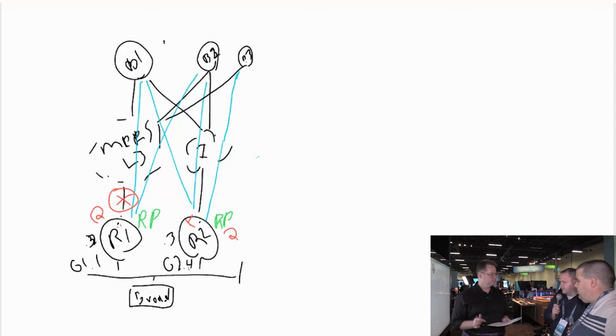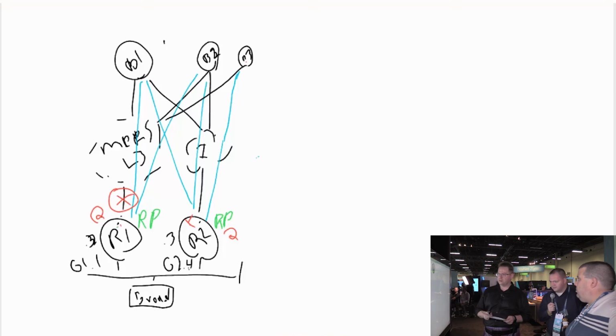In your mind, what would be the long-term solution or the proper solution moving forward? Proper solution moving forward is probably 2 circuits into the MPLS on R1 and R2.